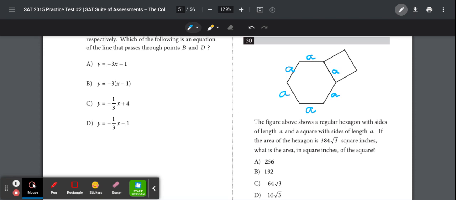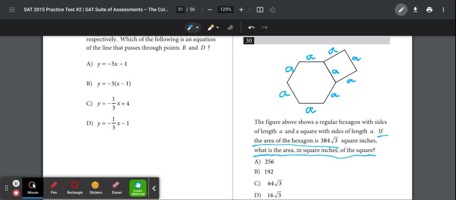And a square with side of A. So this is also A, and A. We are given the information that the area of the hexagon is 384 radical 3 square inches, and we are asked to find out what is the area of the square.